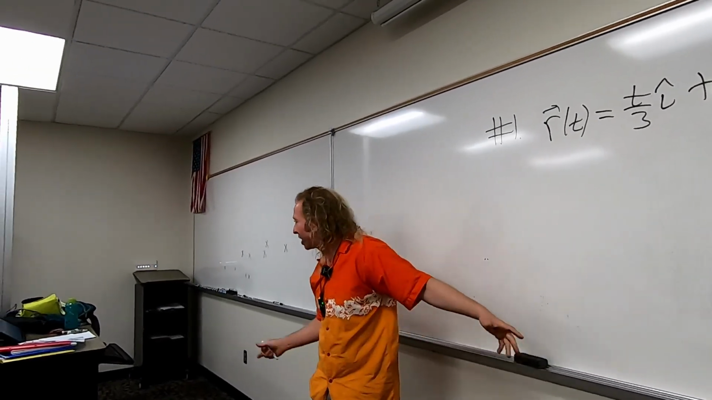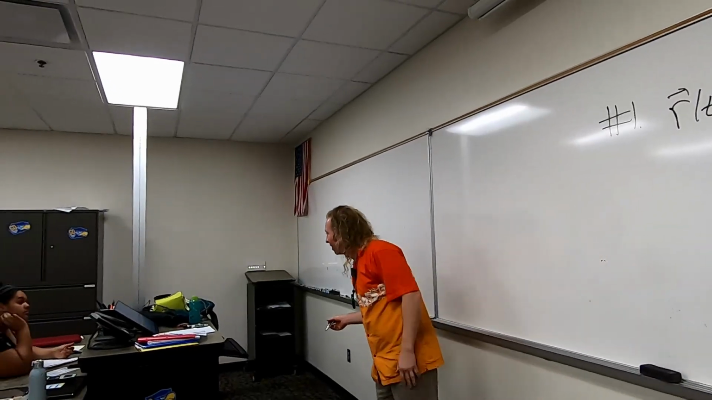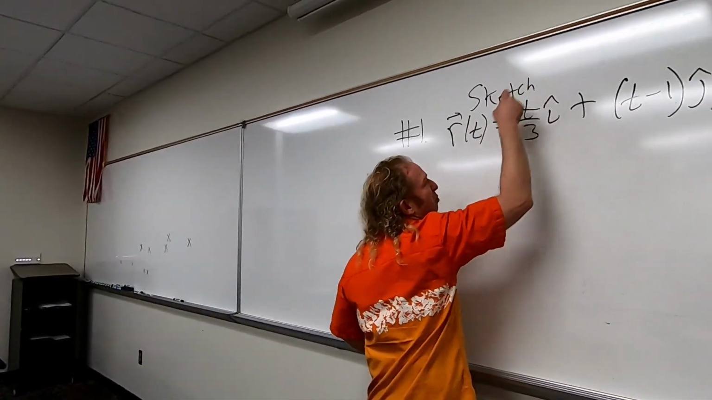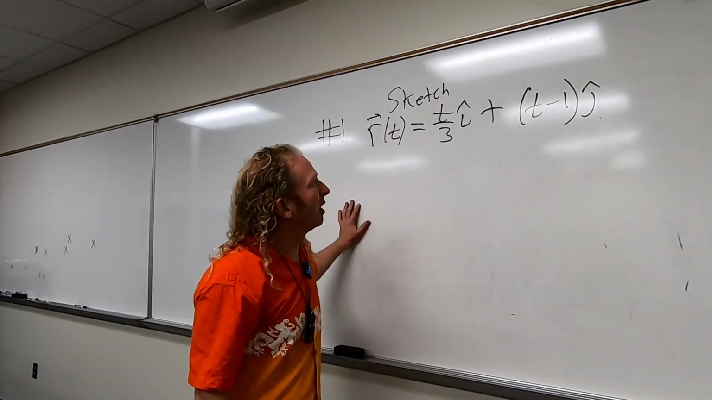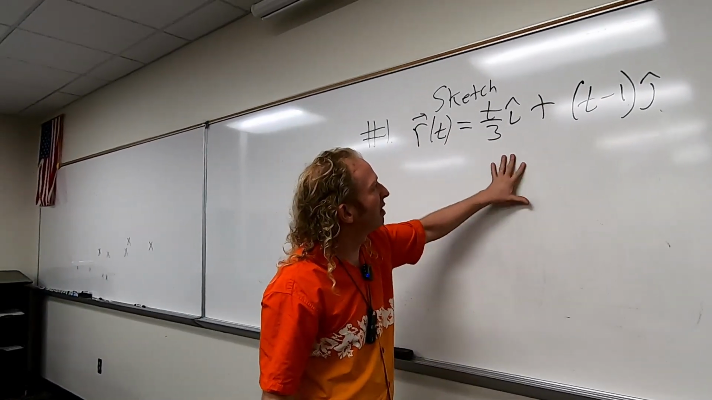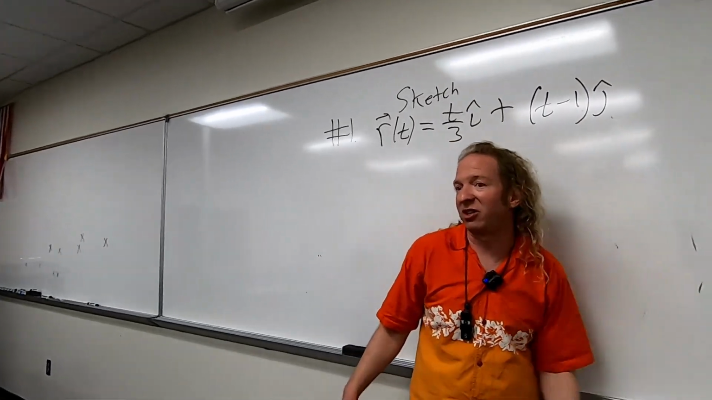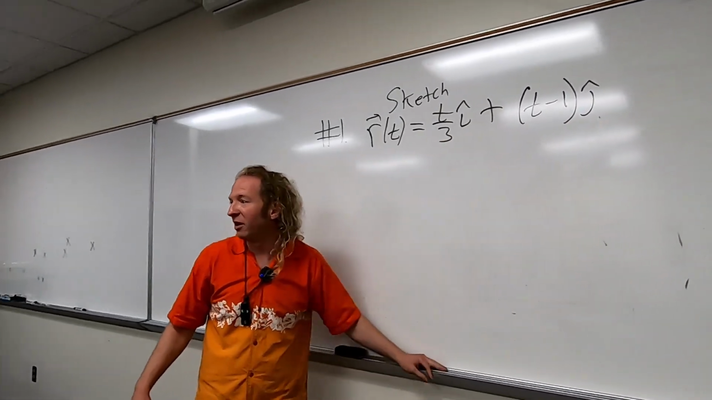So the question is to sketch and indicate the orientation. I guess you could just plug in values of t, like plug in t equals 0, t equals 1. I mean, you could do that. You could write it in rectangular form first. I kind of like doing that, writing it in rectangular form. It just makes me feel better.